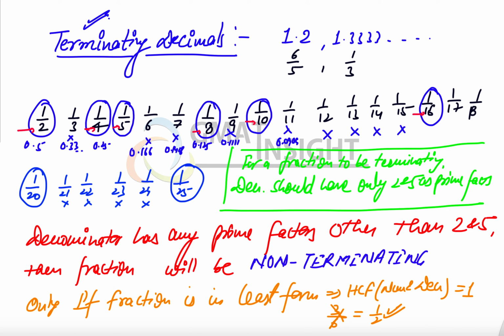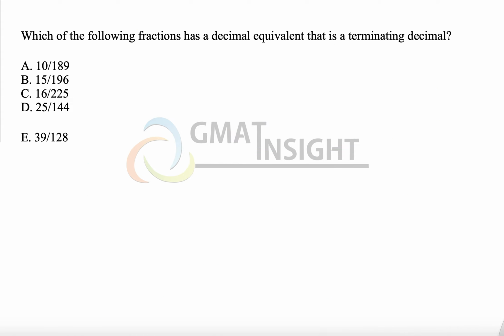Now, the moment we have understood this, we will approach a few questions and would like to understand the concept by means of those questions. So I'm just moving on to the question here. Here is a question, and let's quickly try to answer how to approach such a question. Which of the following fractions has a decimal equivalent that is a terminating decimal?